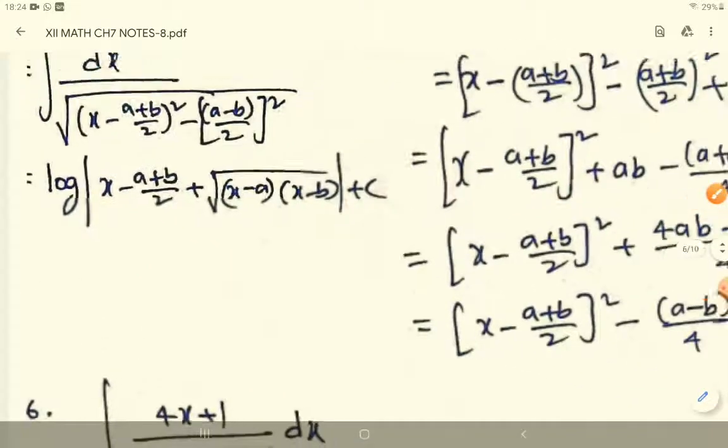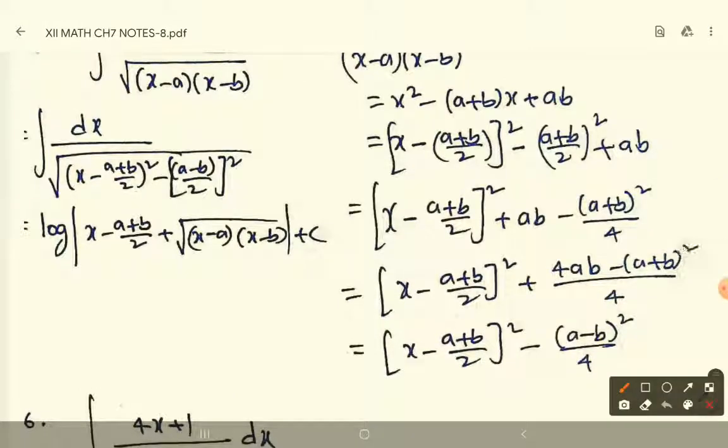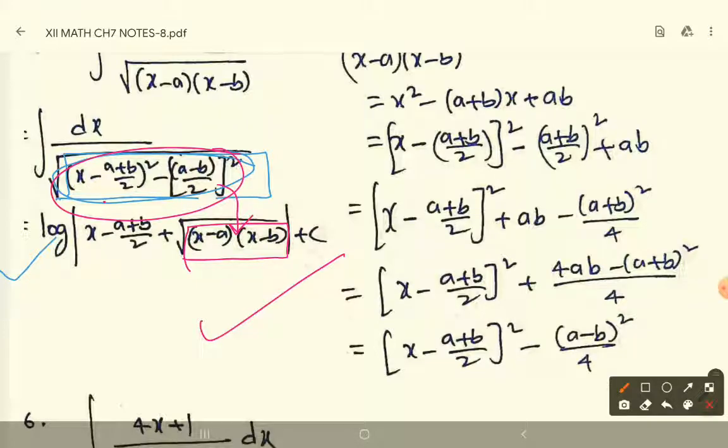Now, what happened here? Look at this. Whatever I got, I wrote here. Then I applied the formula log modulus x plus root over x square minus a square. Inside the root it is variable square minus constant square. That one only I have to write inside the root here. But that is the simplification of (x minus a) into (x minus b). That's why I wrote it as it is, plus c. Done.